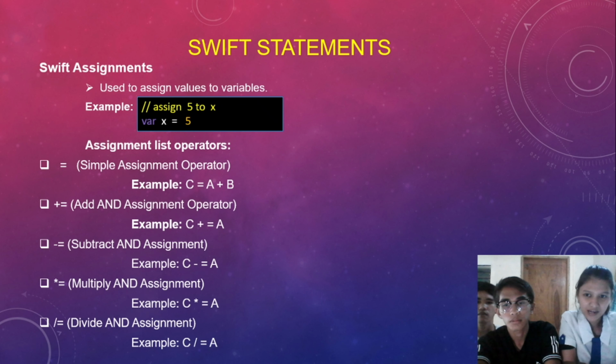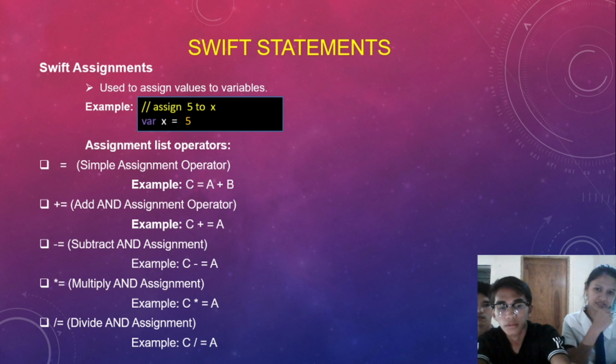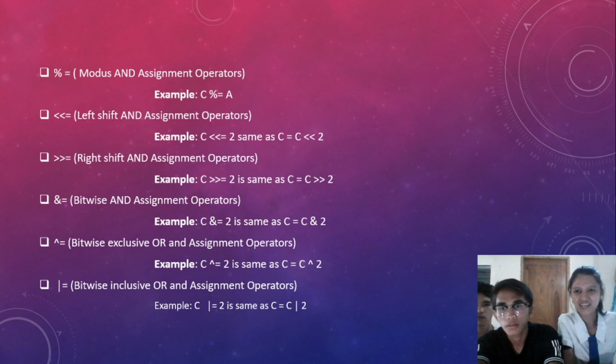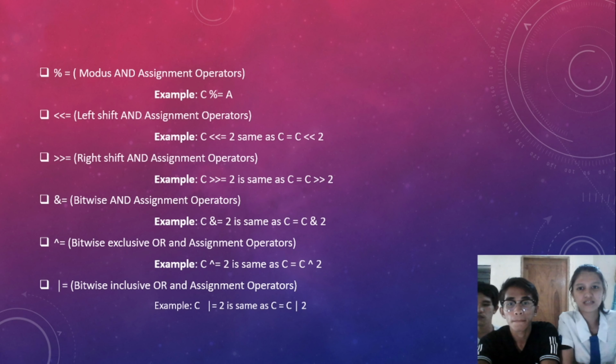And followed by the multiply AND assignment. For example, C *= A. Next is the divide AND assignment. For example, C /= A. Next is the modulus AND assignment operator. For example, C %= A.